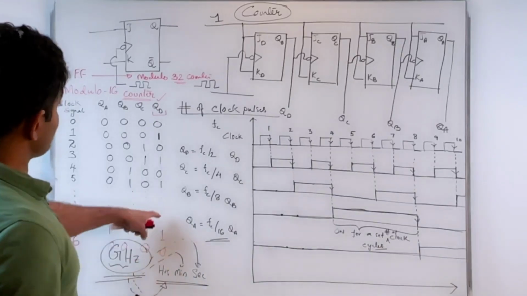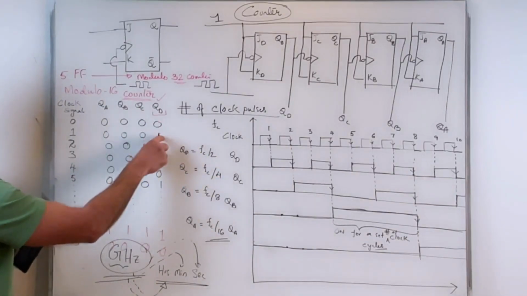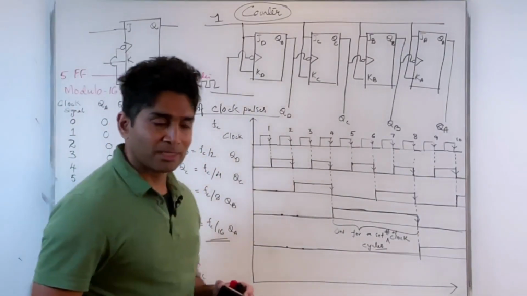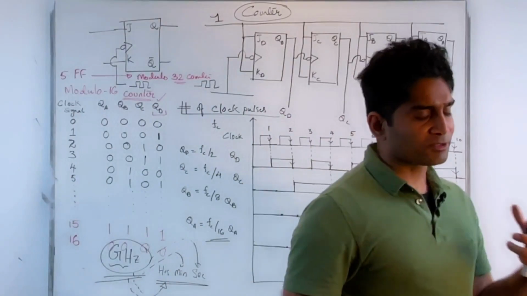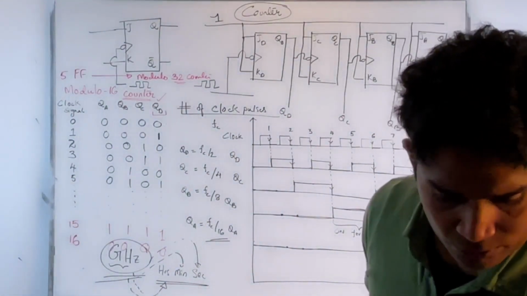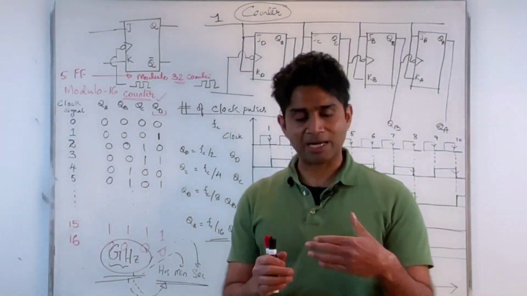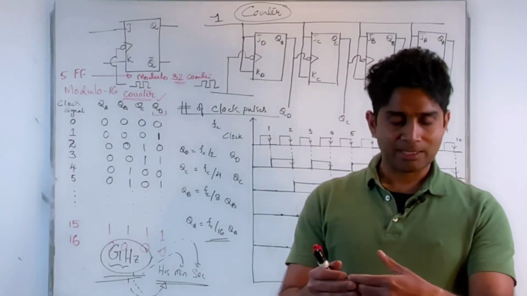Now this is an up counter, as you can see, because it's counting up 0, 1, 2, 3, 4, 5, and so on. Now, how do I construct a down counter? Any comments on that? Any suggestions on how do we go about constructing a down counter which starts with 1, 1, 1, 1 and starts counting down?